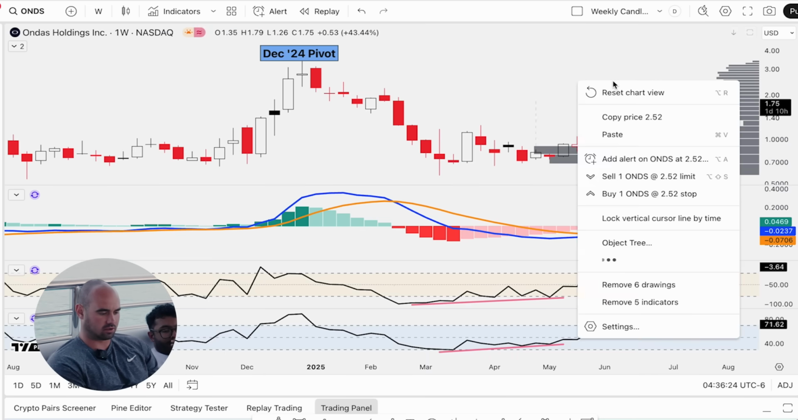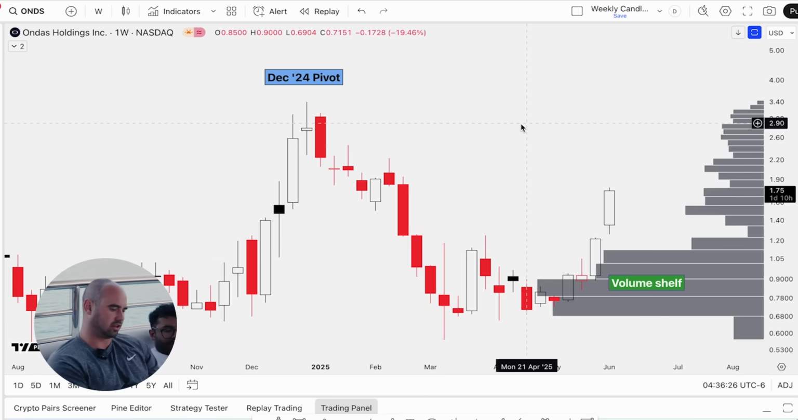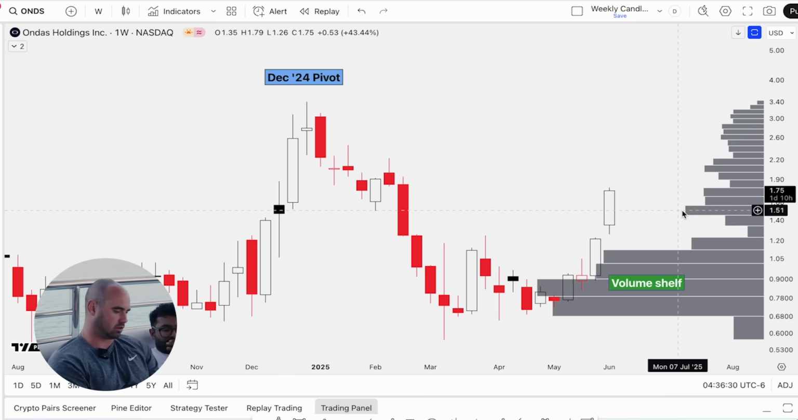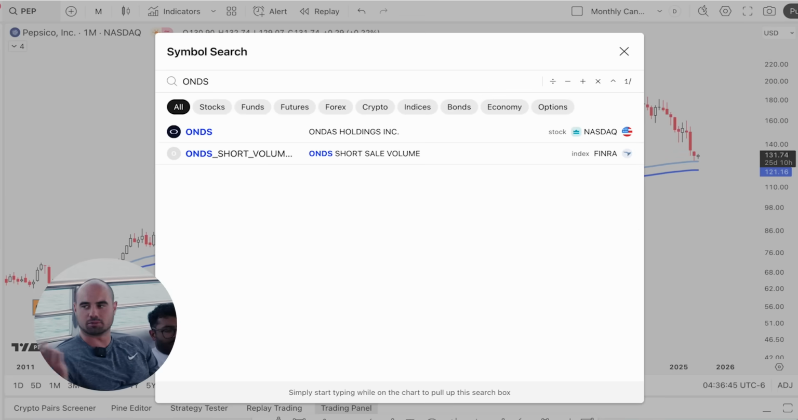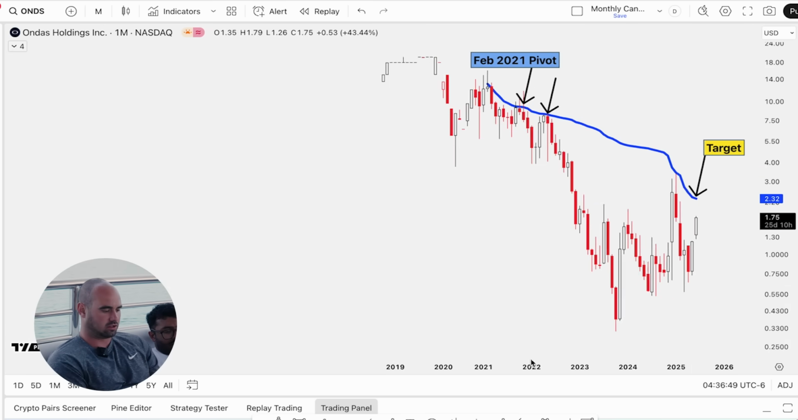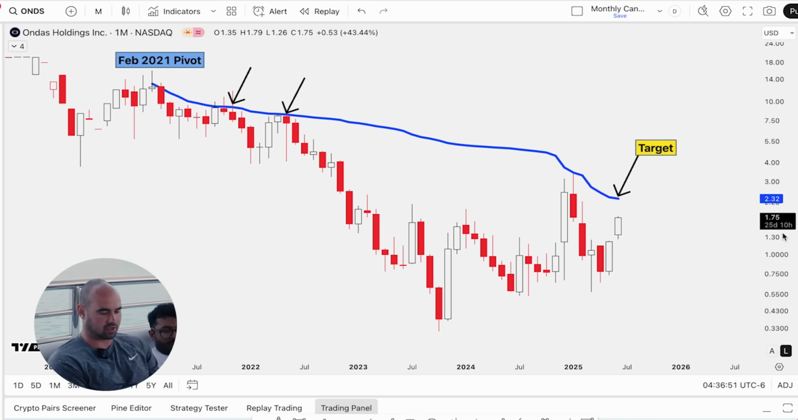So this is why my initial target was this volume node, like 150, 160. And then from there, the thing just keeps going. This is where you pull out the monthly candle chart. And if you go in ONDS, this is a much better view of what you were trying to look at yesterday. So this is when you anchor the VWAP here.